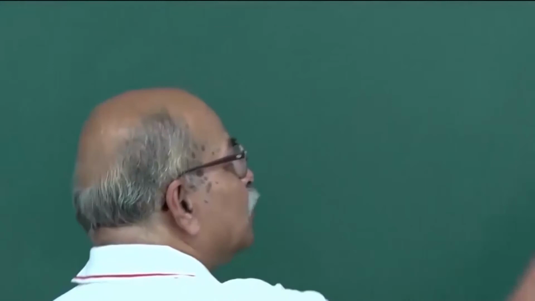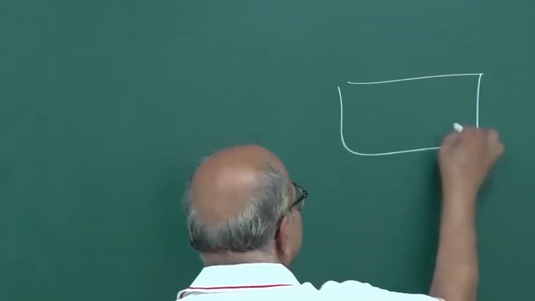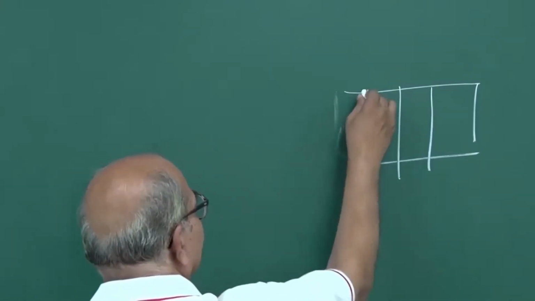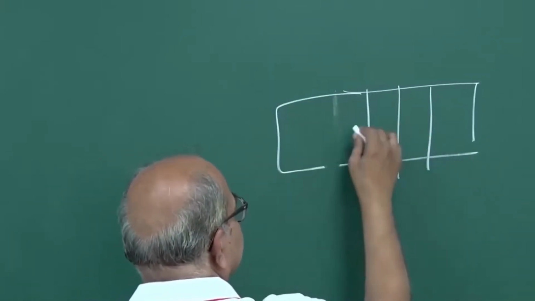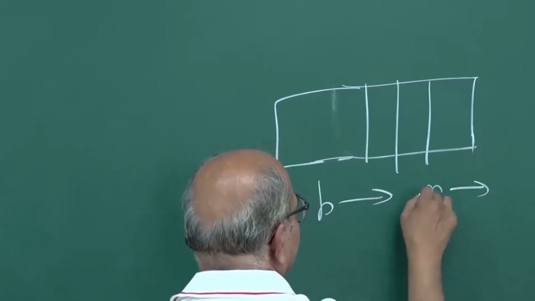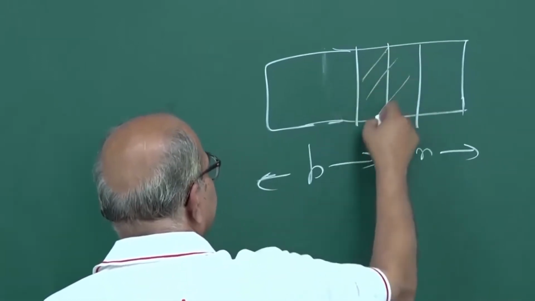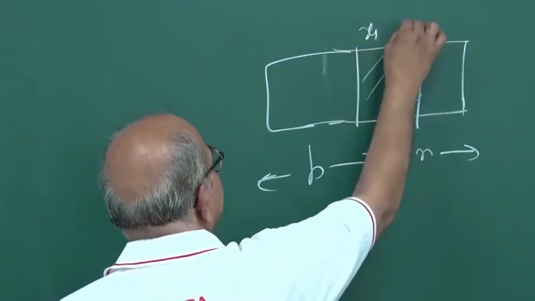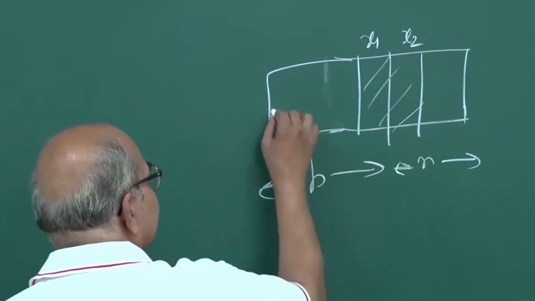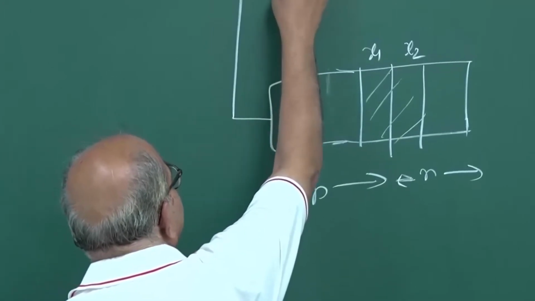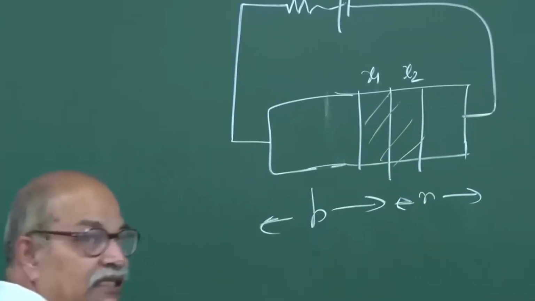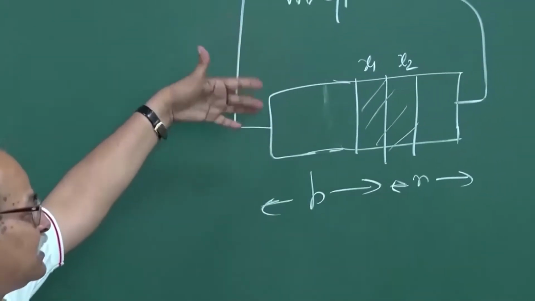Okay. So if you have this p-n junction and you have the depletion layer, say this is p side, this is n side, and this is the depletion layer. This is of width x1, this is of width x2, and you connect p side to a higher voltage, that is the forward biasing, and this allows current. What happens?